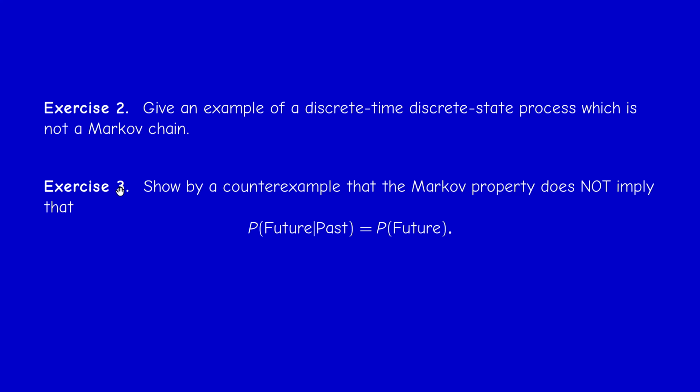Second exercise: show by a counterexample that the Markov property does not mean that P of the future given the past is equal to P of the future. This is usually a stronger assumption. Here it would mean that the future is independent of the past, but this is not what the Markov property states. The Markov property says the future depends on the past, but only through the present. So these are two completely distinct properties.